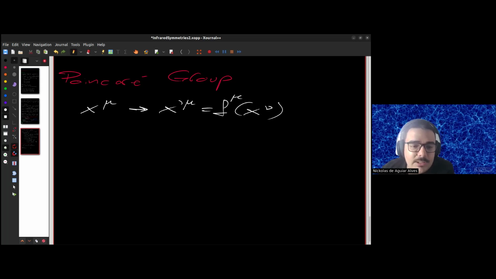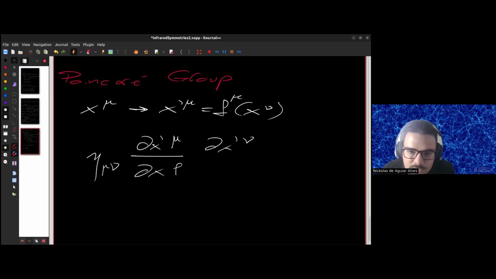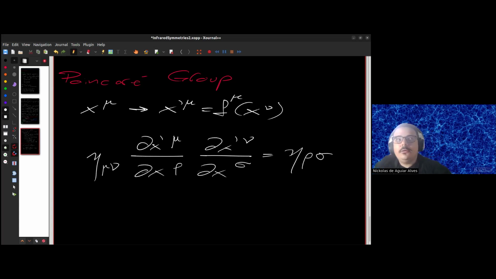But I will be particularly interested in coordinate transformations that obey the following rule. I want them to keep the coordinate expressions of the Minkowski metric unchanged, which in symbols means that I want to have this condition satisfied. So the Jacobian matrices for the coordinate transformations should satisfy this condition.